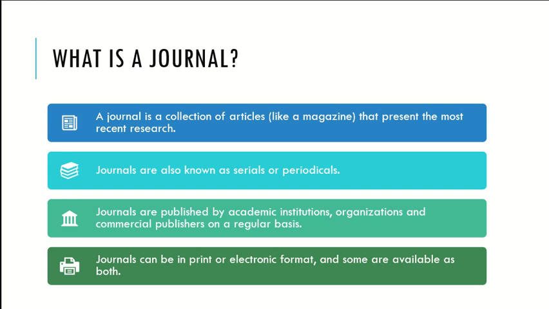So journals can be published by academic organizations, universities or otherwise, or they can be published by commercial organizations, but all of them maintain the same standards and all of them focus on the same thing, which is what? Providing you the most recent research in the topic. Journals can be print or electronic or nowadays both. Any journal which you search, you will always find its electronic version as well.